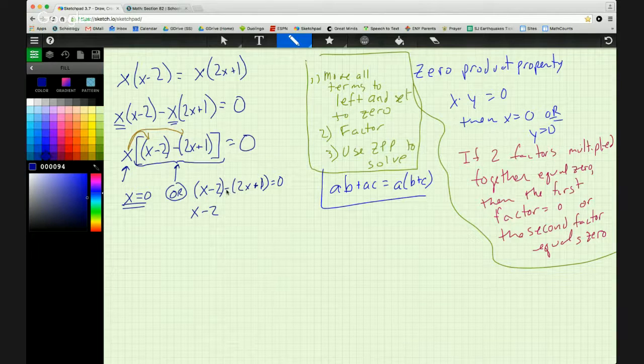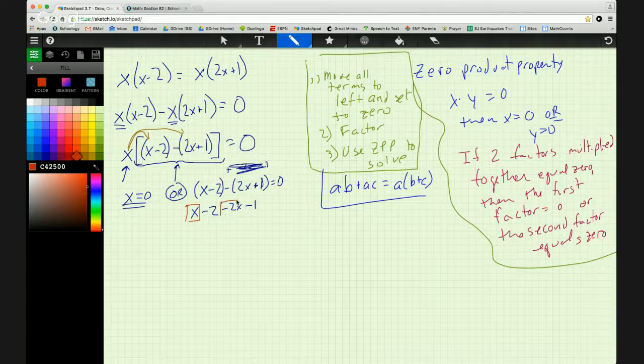Either I can just flip this sign and flip these two signs, or I can think of it as distributing a negative 1 to this and this. And in either case, you'll get this: minus 2x minus 1. A negative distributed here and here will give me my minus 2x and my minus 1. Okay, so now my next step is to combine like terms.